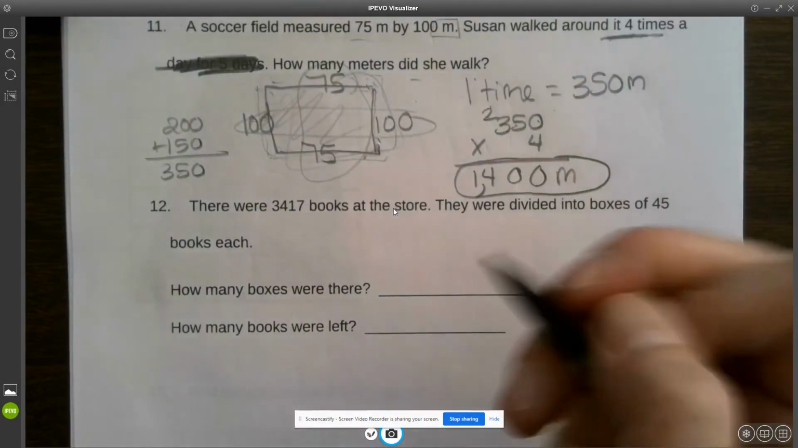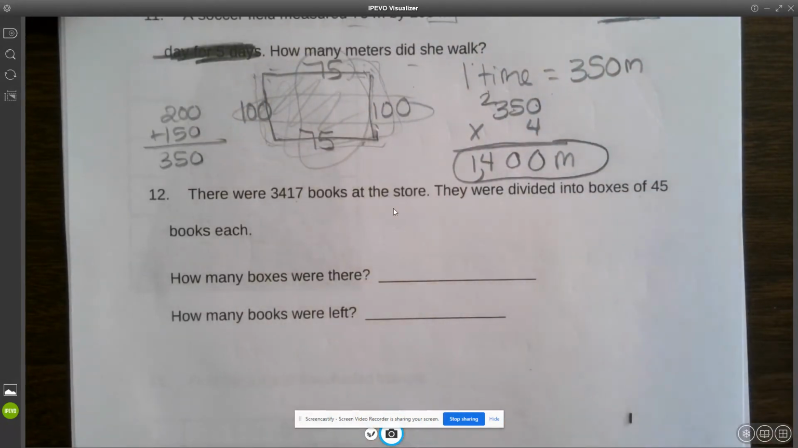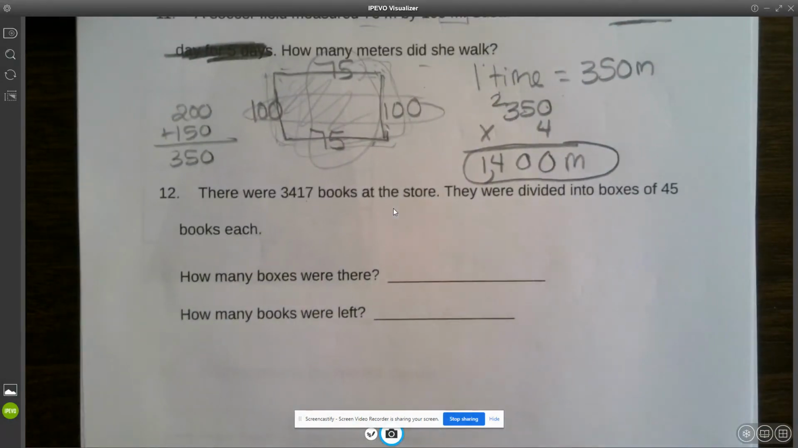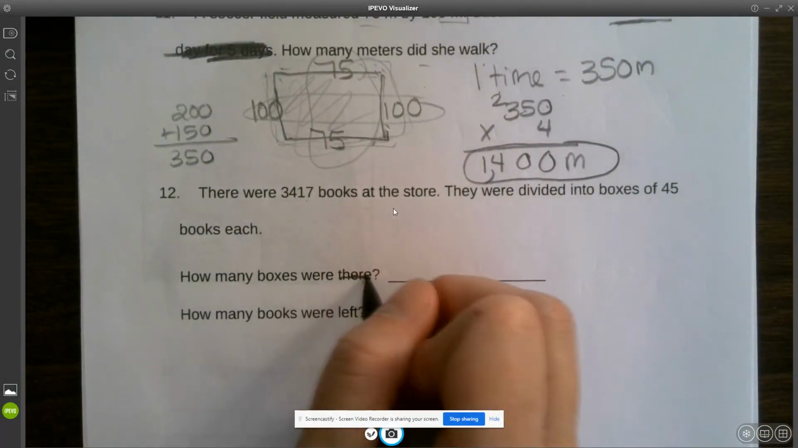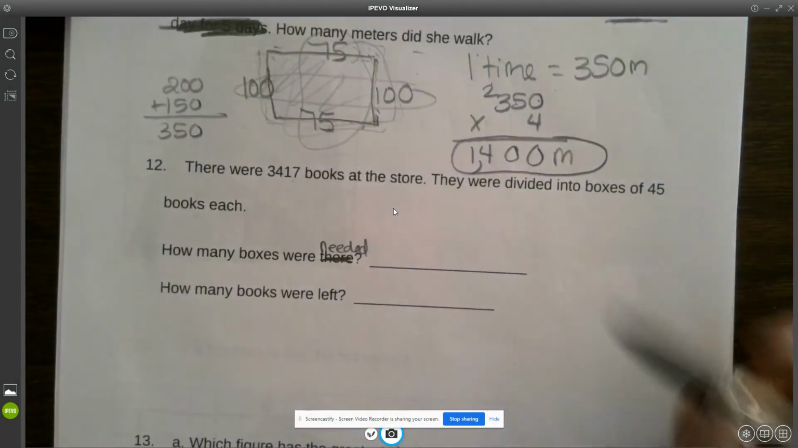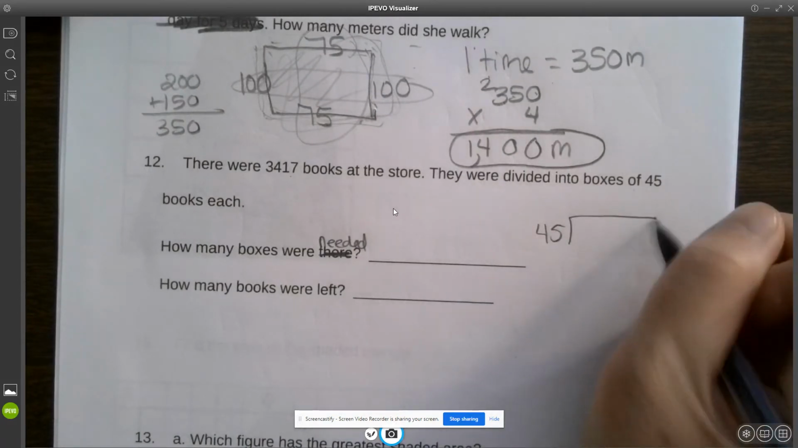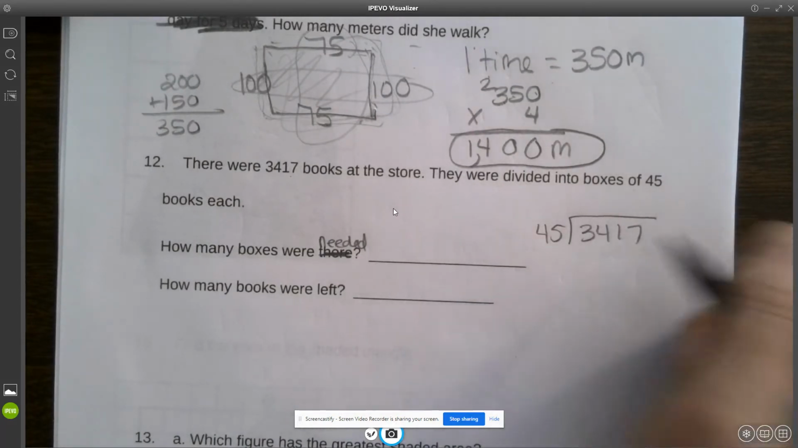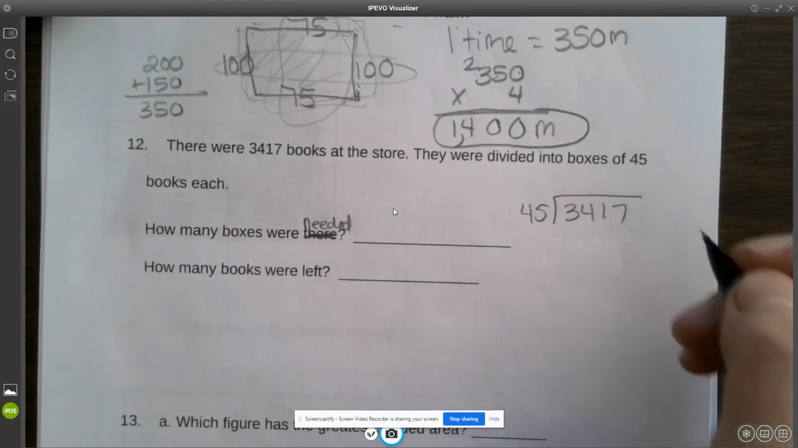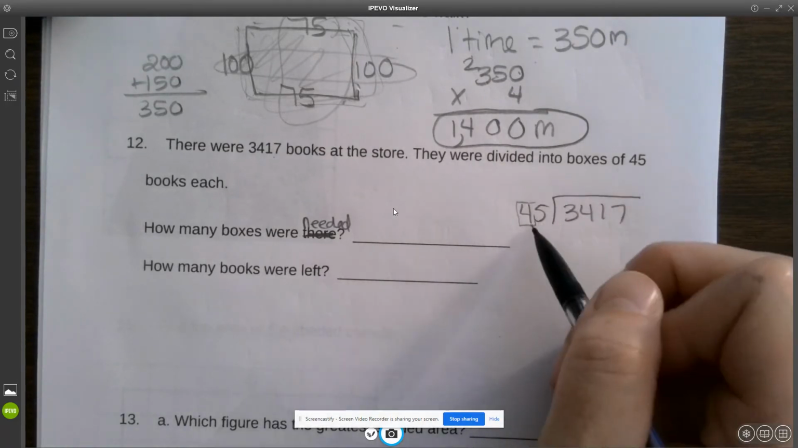Okay, number 12. There were 3,417 books at the store. They were divided into boxes of 45 books each. How many boxes, this should say were needed, not were there. Okay, so the first thing I'm going to do is divide 45 into 3,417. This is a very difficult concept for many of us. So what I'm going to do is, I taught you, look at just this first number, because 45 doesn't go into 34.